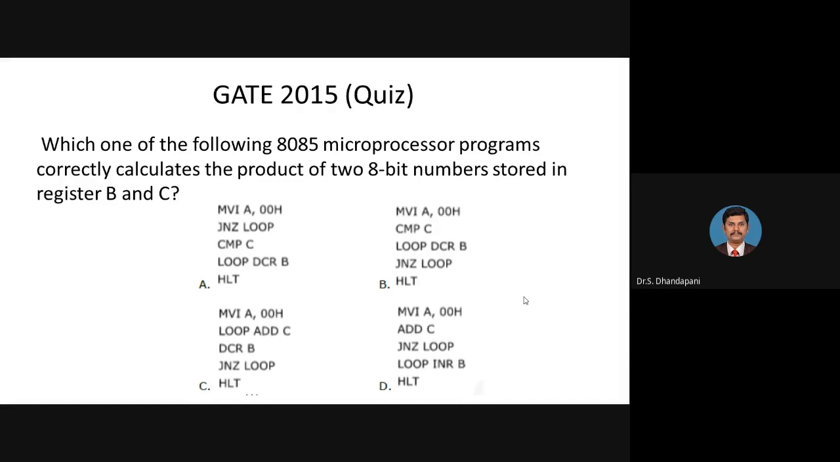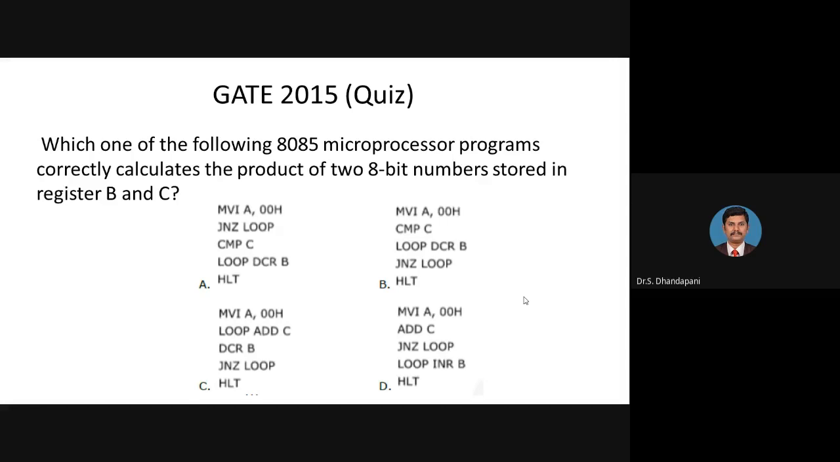The next question from GATE 2015. Four small programs are given. The question is, while using an 8085 microprocessor, which program will calculate the product of two numbers stored in register B and C? So assume the data is already stored in register B and register C. Our objective is to multiply the values available in B and C.